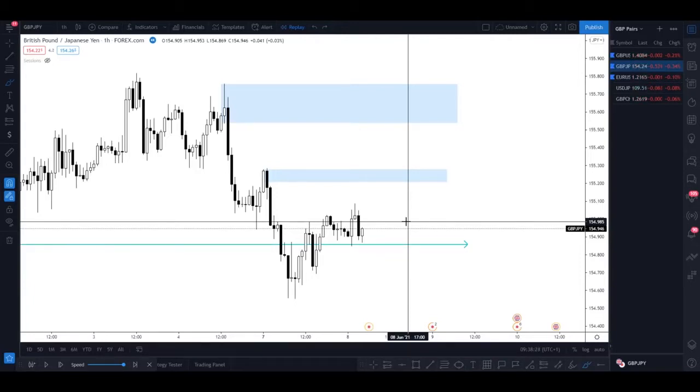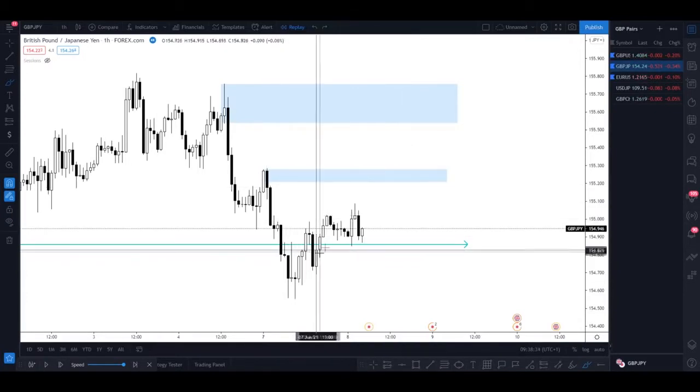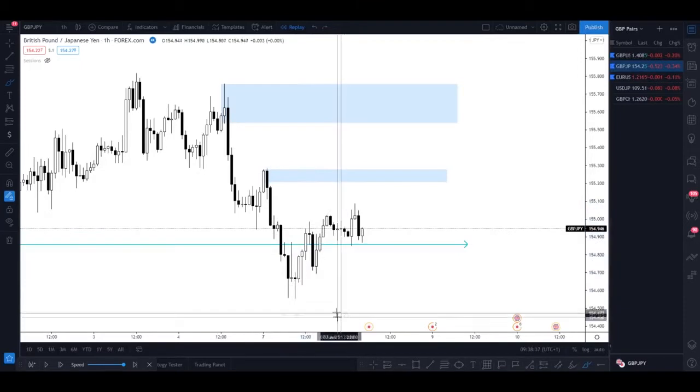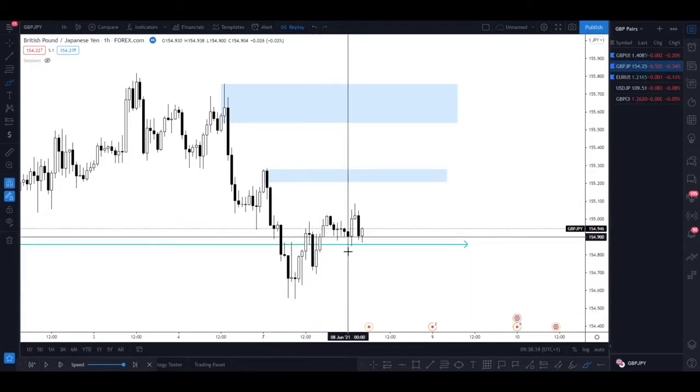People say psychology is bullshit, but in my opinion, it's not bullshit at all. You have to have that proper patience and discipline. Stick to your analysis. If you keep looking to catch every single move up and every single move down, you're more or less going to end up losing money rather than making money.